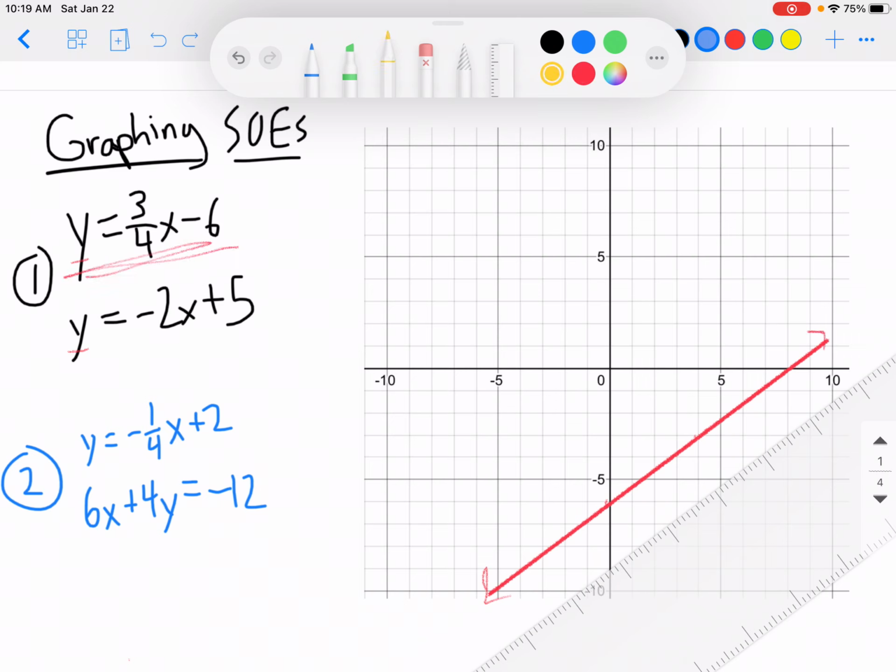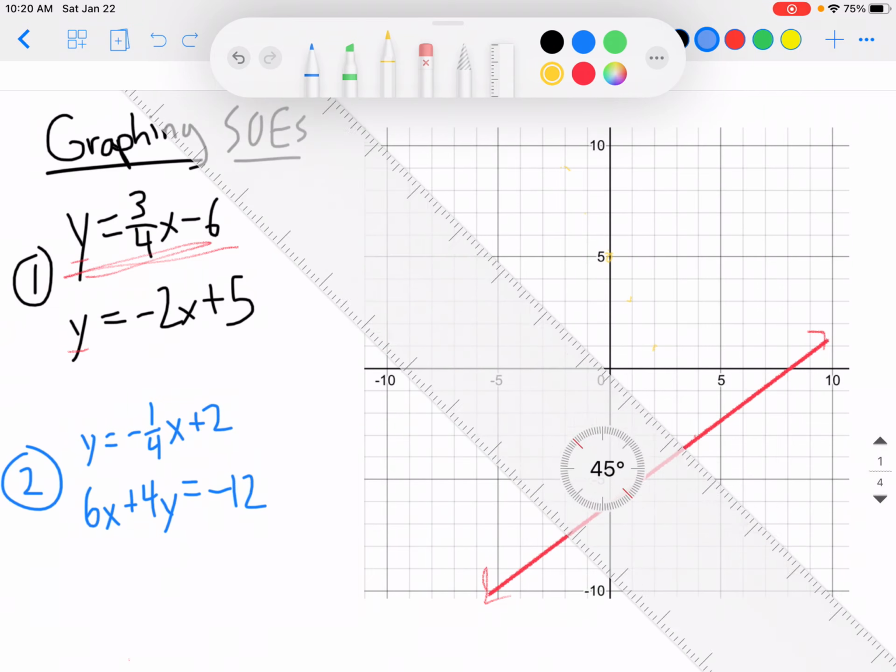Now I'll do the other one in another color. -2x plus 5. So I'll start with 5 on the y-axis. Then I'm going to go down 2 over 1. So that's where my other point would be, and my other point right there. When you're graphing, especially on paper, you could always map out the points, and that might help you if your lines aren't perfectly straight. It'll help you visualize where you're going with it.